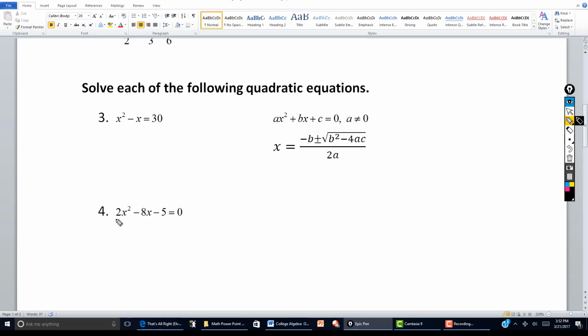So again, this one is quadratic, and this is one that doesn't factor out. If you try to factor this out, so it's already set up for you.